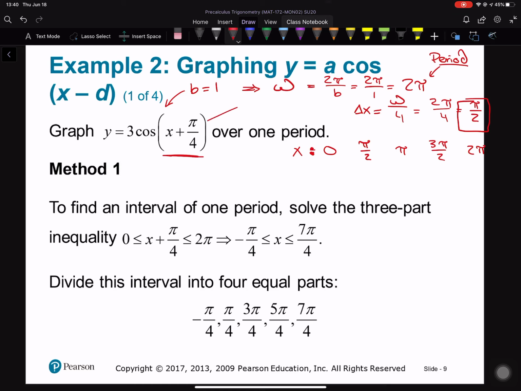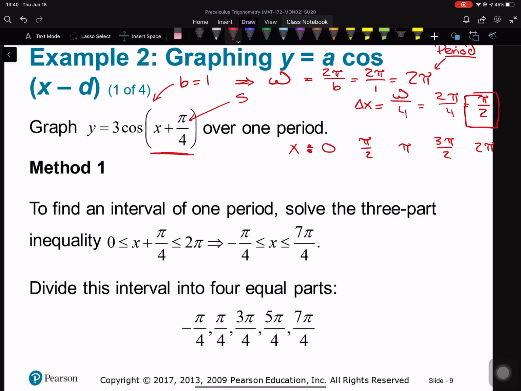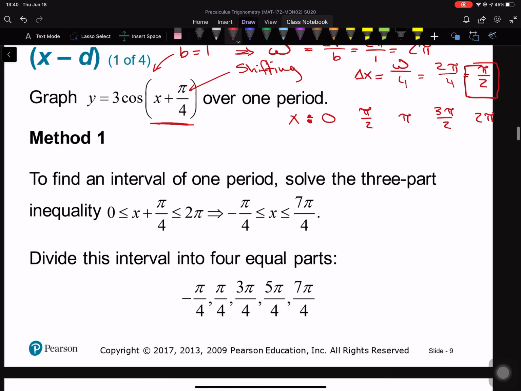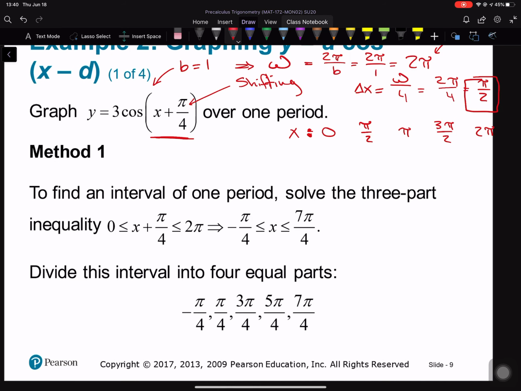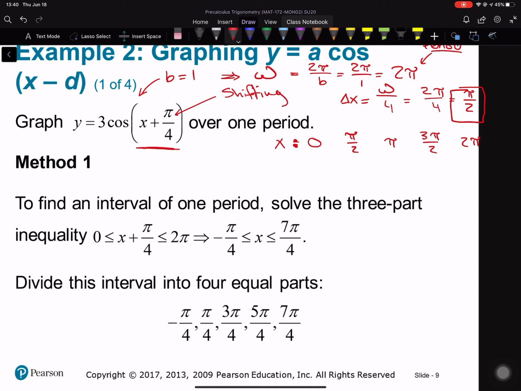But now we're seeing some shifting here of pi over 4. Because this is x plus something, the shift is going to be to the left, because if we rewrote it, we would rewrite it like this. And that will help us see that there is actually going to be shifting to the left here. So we can modify this by subtracting pi over 4 from each of these.